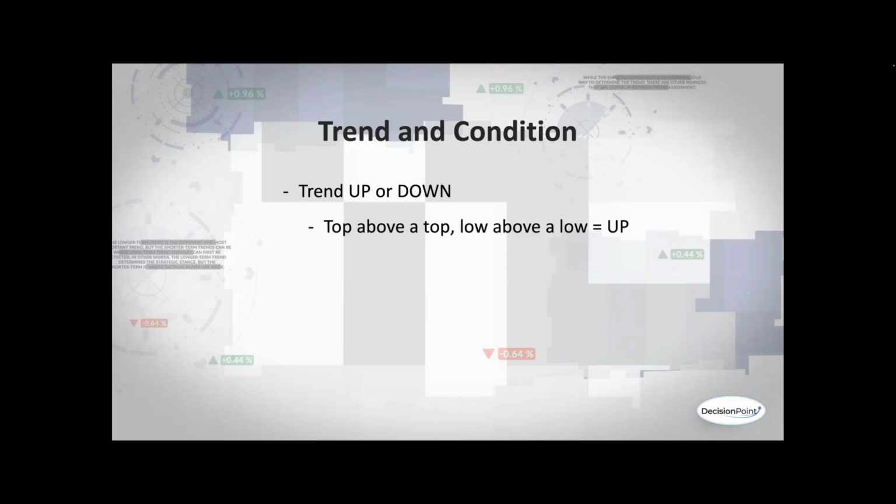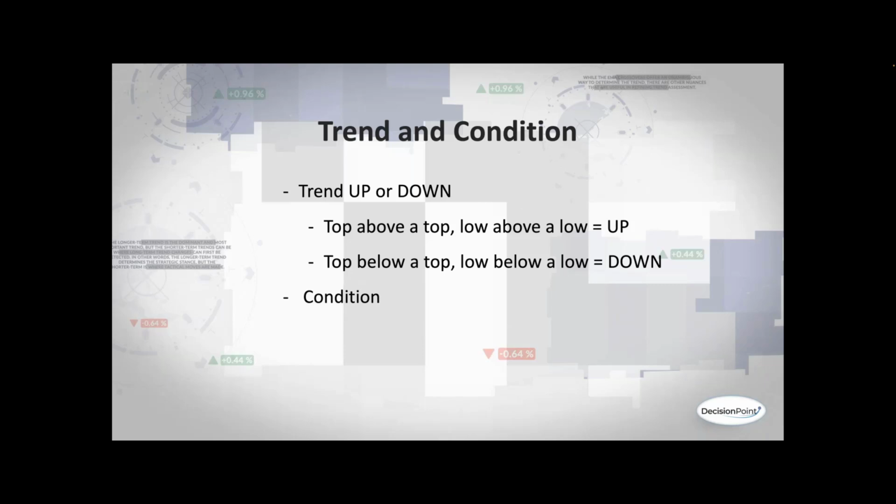Top above a top, a low above a low is an uptrend, and a top below a top and a low below a low is a downtrend. So that gives you kind of the basics of how to find the trend. But again, it's kind of a visual thing. Generally, you're going to be able to figure it out, but this is the information you can use when maybe the market's trading sideways and you're not quite sure which way the trend is going. You can use this particular example.